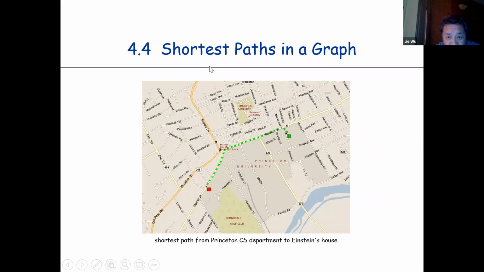So this is just one very simple example, but this one shows the location of Princeton CS department to Einstein's house. What's the shortest path from one end to the other end? Or you can imagine that from Temple, main campus, to airport, what's the shortest path?